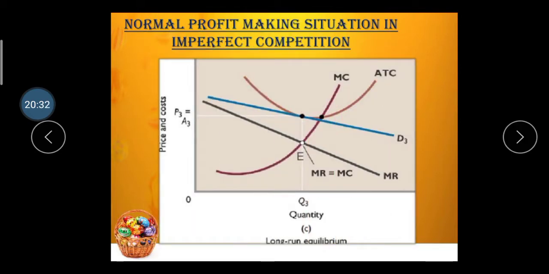Then after, the normal profit making situation in imperfect competition. Normal profit is where your marginal cost is equal to your average cost. Here you see the average total cost curve, marginal cost, then your demand and your marginal revenue. Here you see the point E, where your marginal revenue is equal to your marginal cost. So it's considered as the normal profit situation in the long run.